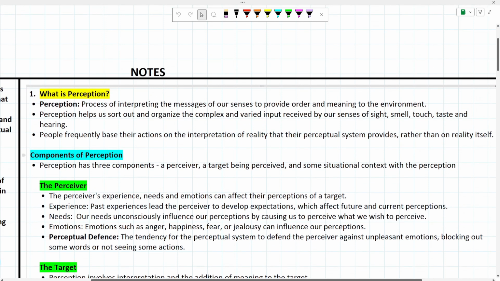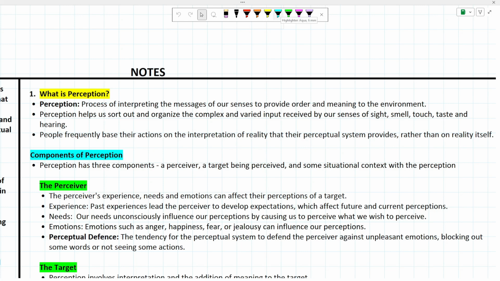So number 1, what is perception? Well, perception is the process of interpreting the messages of our senses to provide order and meaning to the environment. So I'll highlight that in orange, interpreting messages of our senses. Perception helps us sort out and organize the complex and varied input received by our senses of sight, smell, touch, taste, and hearing. People frequently base their actions on the interpretation of reality that their perceptual system provides rather than on reality itself.